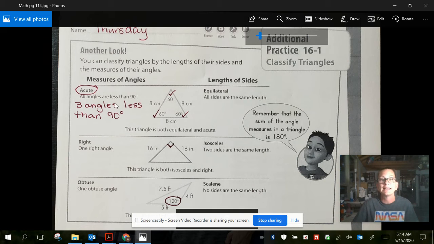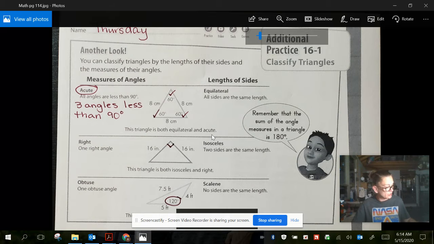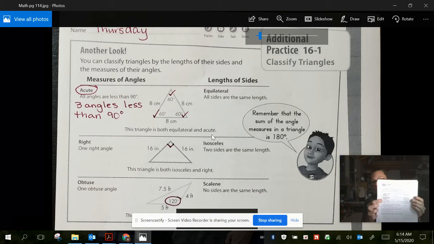Okay. Again, it talks about measure of angles, length of sides. Let's look at this very first one. It says all angles are less than 90 degrees. We know that because it tells us 60, 60, and 60. So when we have a triangle that has three angles less than 90 degrees, we call that an acute triangle. If you need help, go back to page 112 where it tells you everything.